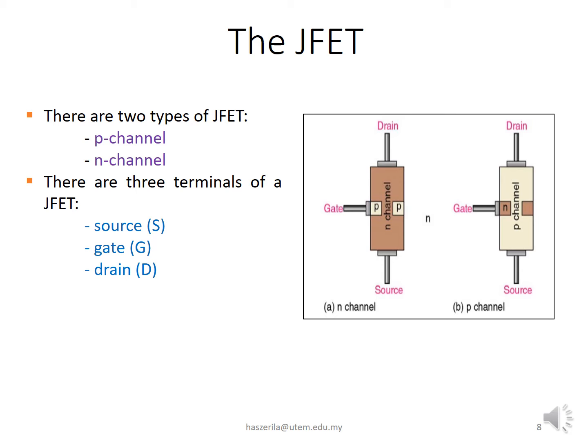The JFET has two subtypes, N channel and P channel. The figure shows the physical diagram of the N channel and P channel JFET. JFET has three terminals, which are source, the short form is S, gate, the short form is G, and the drain, the short form is D.